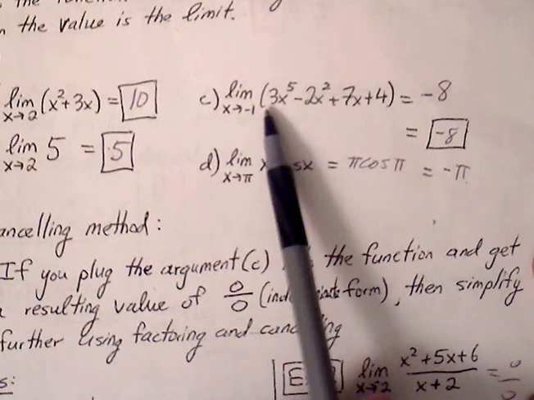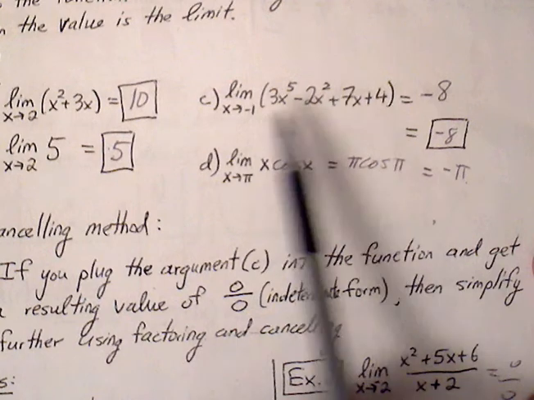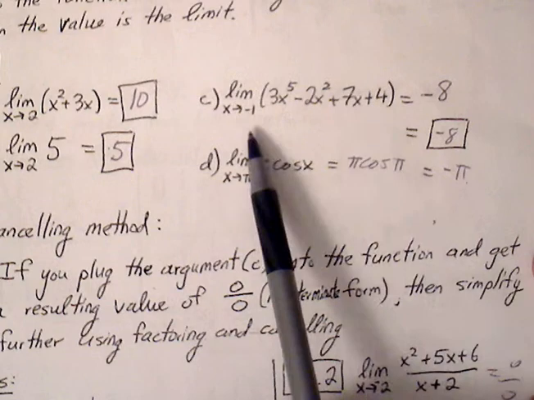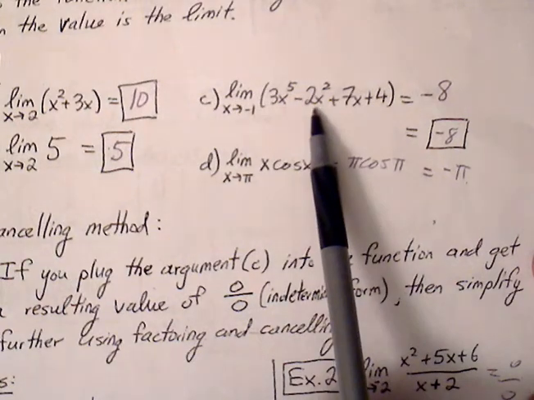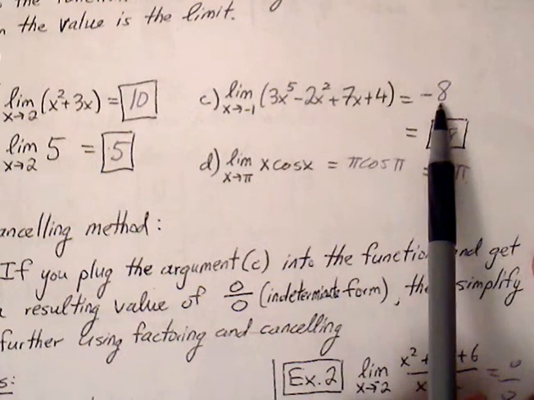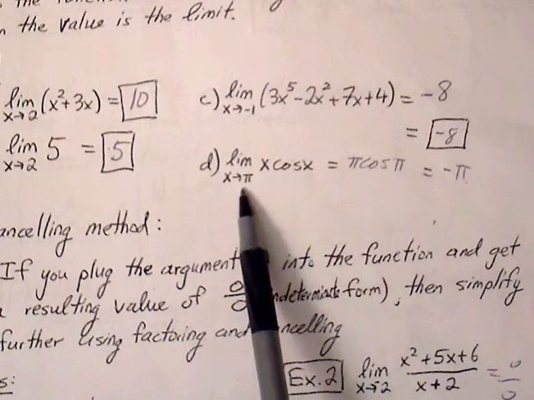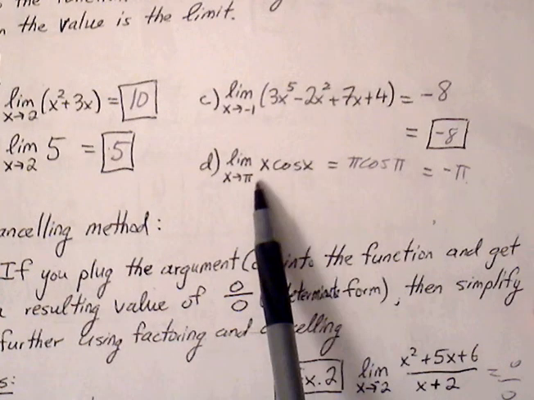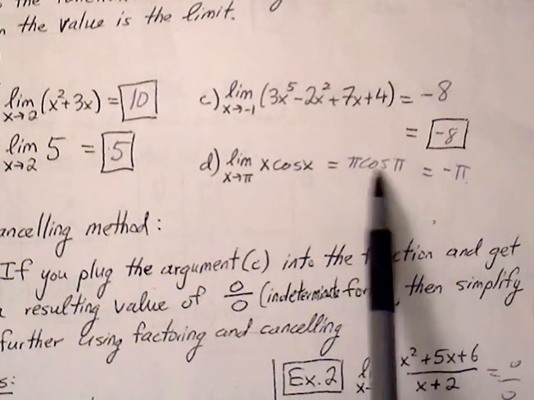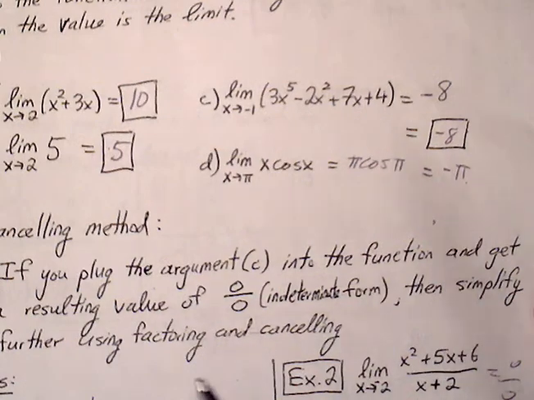Part C, limit of 3x to the fifth minus 2x squared plus 7x plus 4. We can plug -1 in for all the x's. So we're going to get -3 minus 2 minus 7 plus 4, and that will result with -8. Finally, limit as x approaches pi of x cosine of x. We plug pi in for x, so we get pi times cosine of pi. Cosine of pi is -1. -1 times pi will give us -pi.